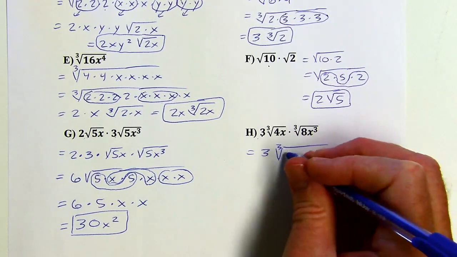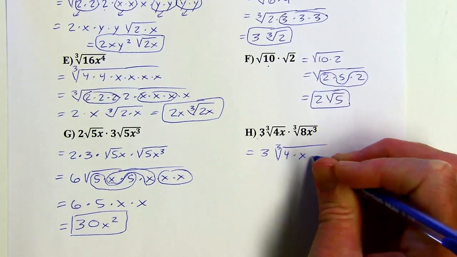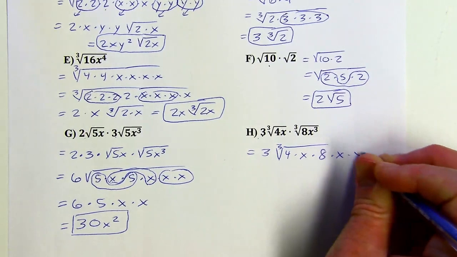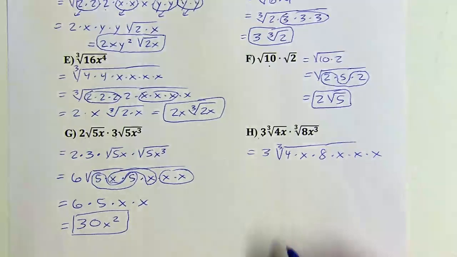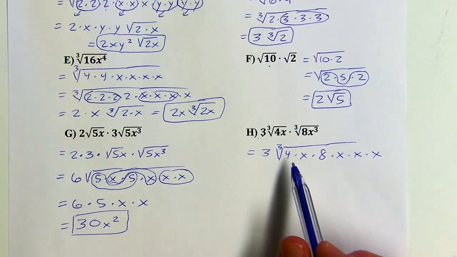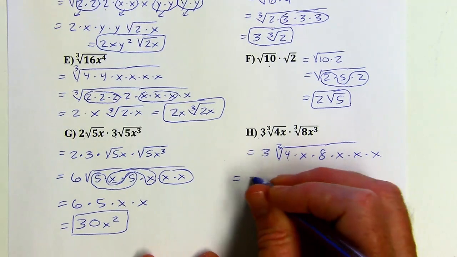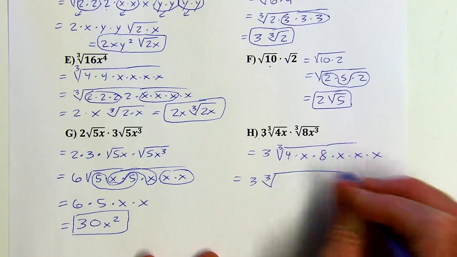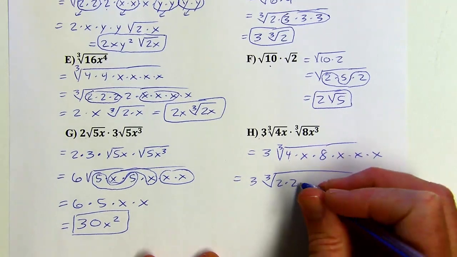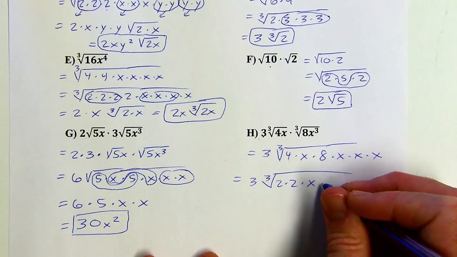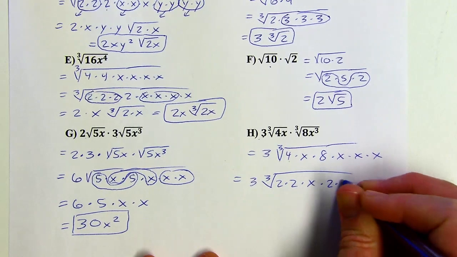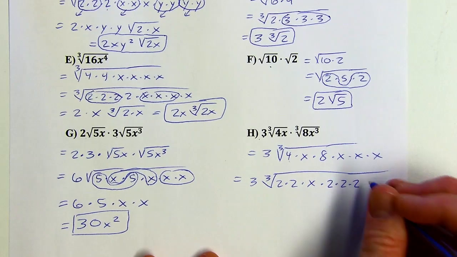And then I'd have 4x times 8x to the third. I'm just kind of breaking that apart a little bit. And I can still break up the 4 and the 8, right? So let's go ahead and do that. 2 times 2 is 4. And then 2 times 2 times 2, if you broke it up all the way, would be 8.